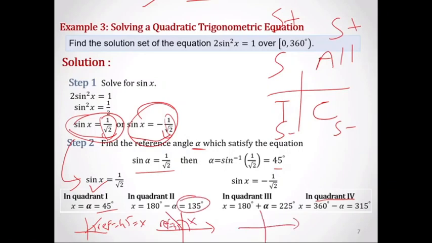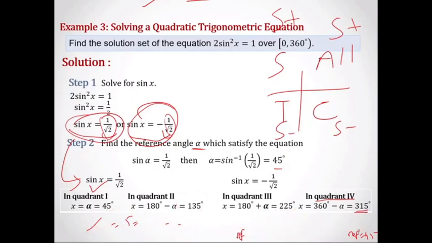In the third quadrant, the reference angle is here 45, so x will be 225, like 180 plus 45. And in the fourth one, if the reference angle is 45, then this one is 315, so this is 360 minus 45 degrees. So from the reference angle, we go back to the angle.